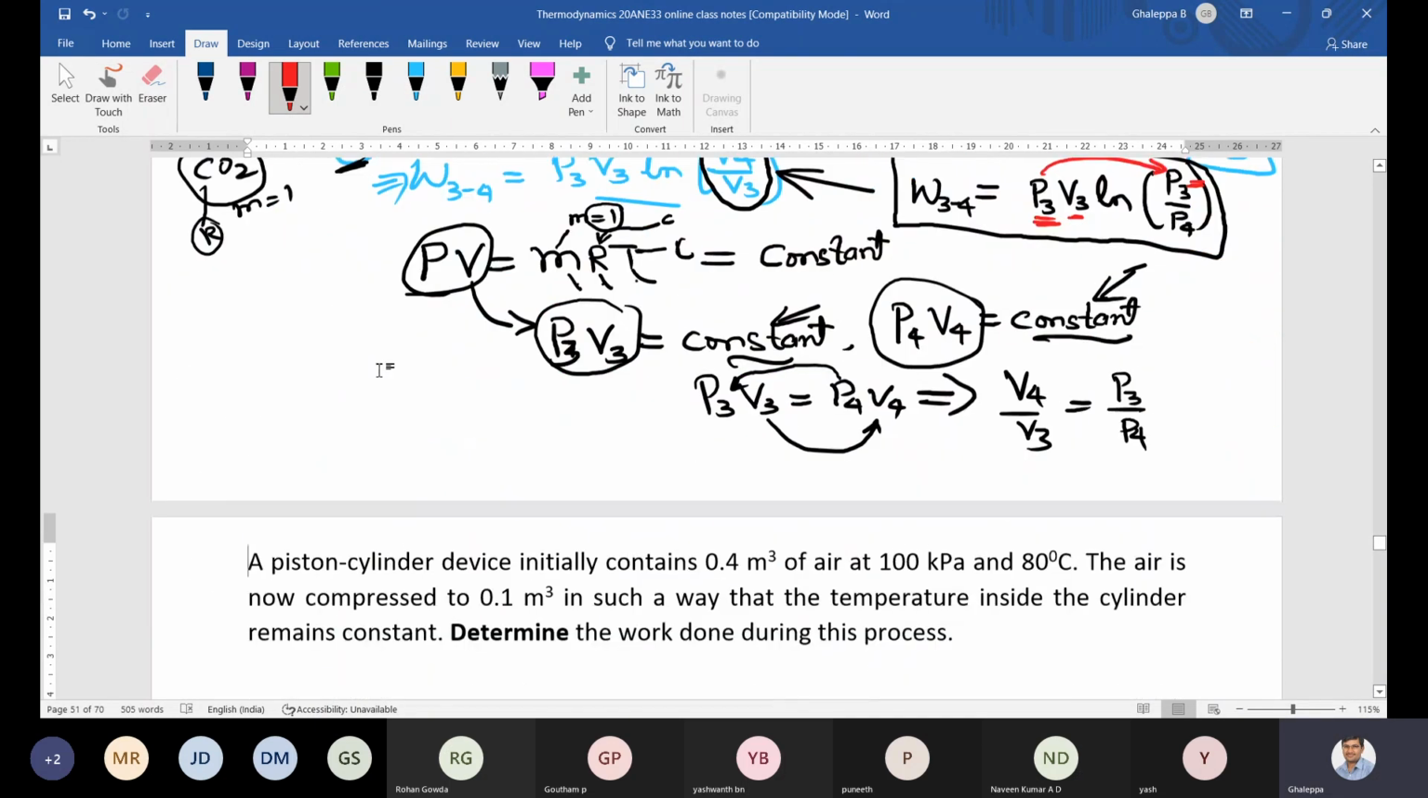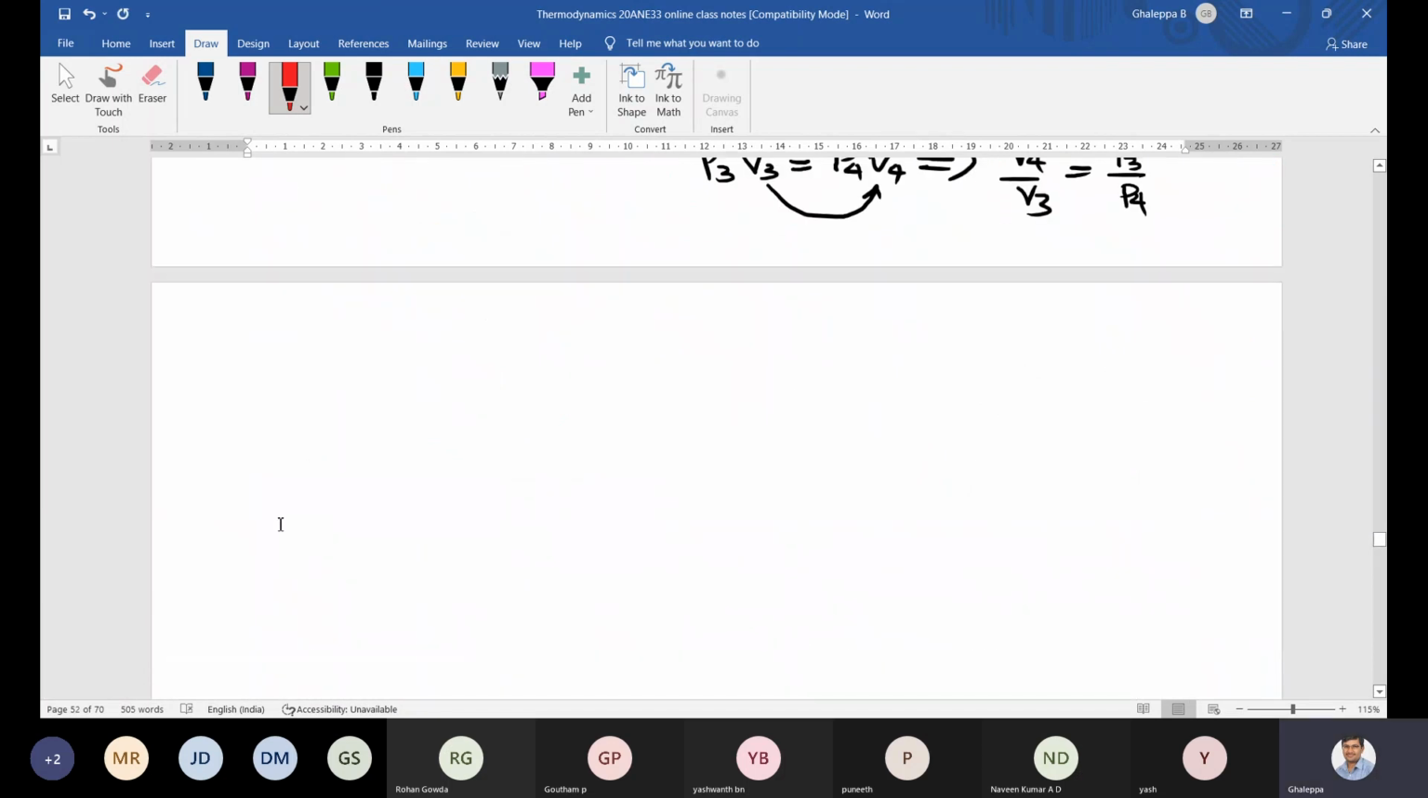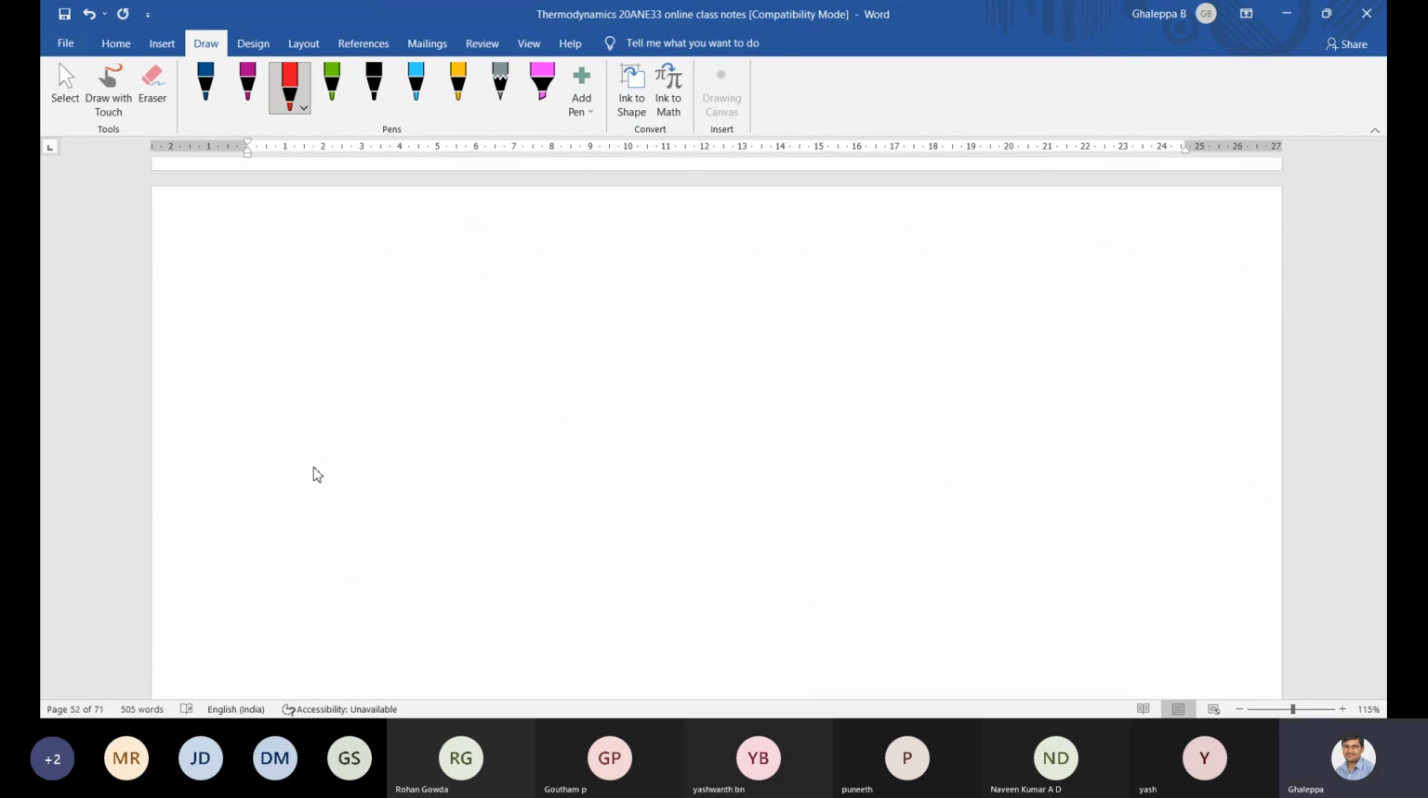The fourth process is, okay, if you understand these four processes, you can solve any numerical. So do not learn any equation by heart, try to understand. The fourth process is adiabatic, or it is not the same, but I am writing the expression for adiabatic and polytropic at a time. Okay. So what is the expression for these two processes?